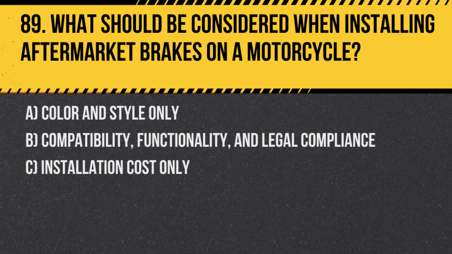Question 89. What should be considered when installing aftermarket brakes on a motorcycle? A. Color and style only. B. Compatibility, functionality, and legal compliance. C. Installation cost only. Answer: B. Compatibility, functionality, and legal compliance. It's important to ensure that aftermarket brakes are suitable and legal for use on public roads.